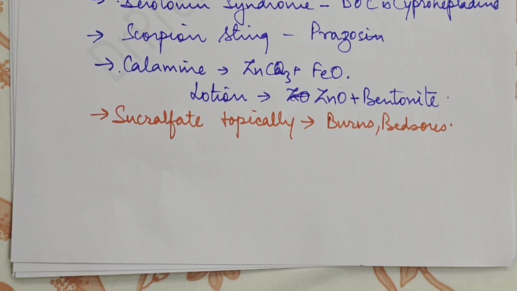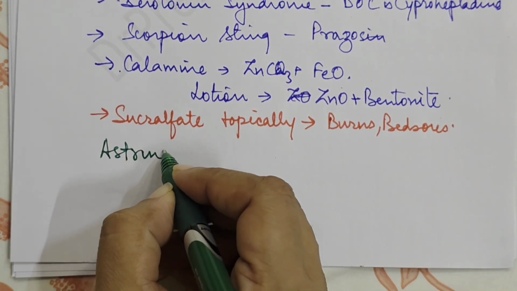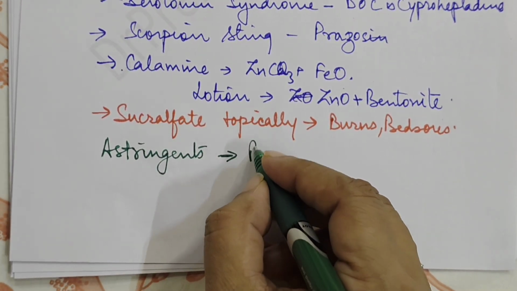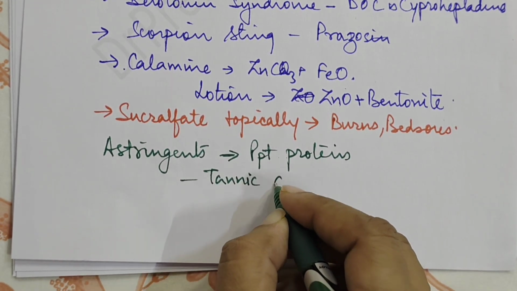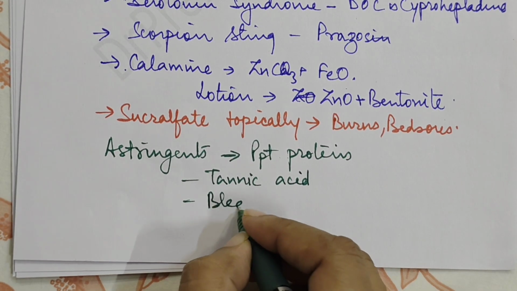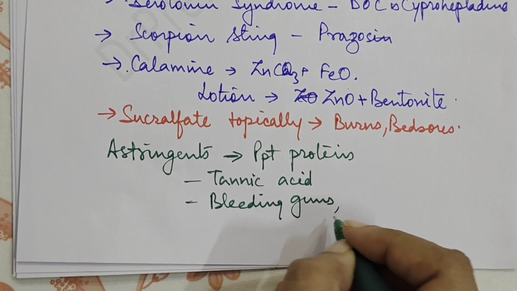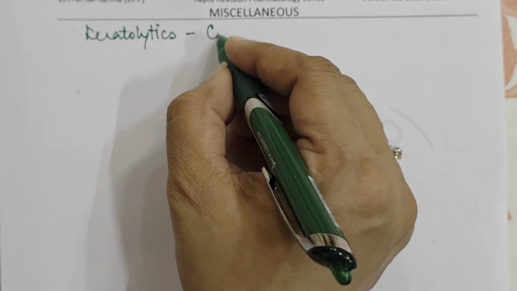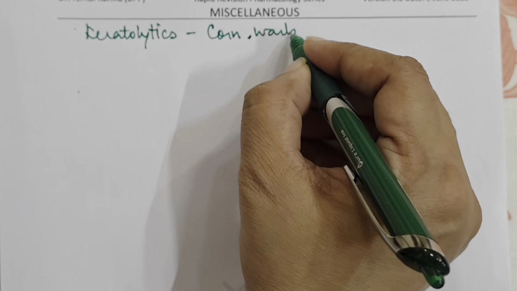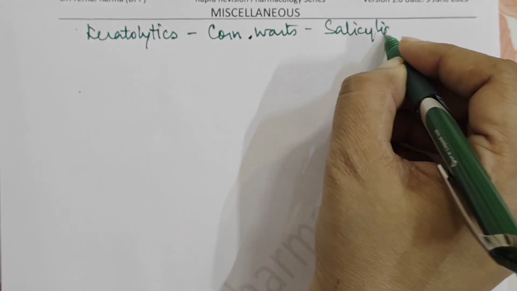Okay. Then there are some substances called astringents. Now what are these astringents? They basically precipitate the proteins, like tannic acid, tannins. They are used in bleeding gums and piles. Okay. Then there are some drugs called keratolytics. Now these keratolytics are basically used in corns and warts, and they mainly consist of salicylic acid.